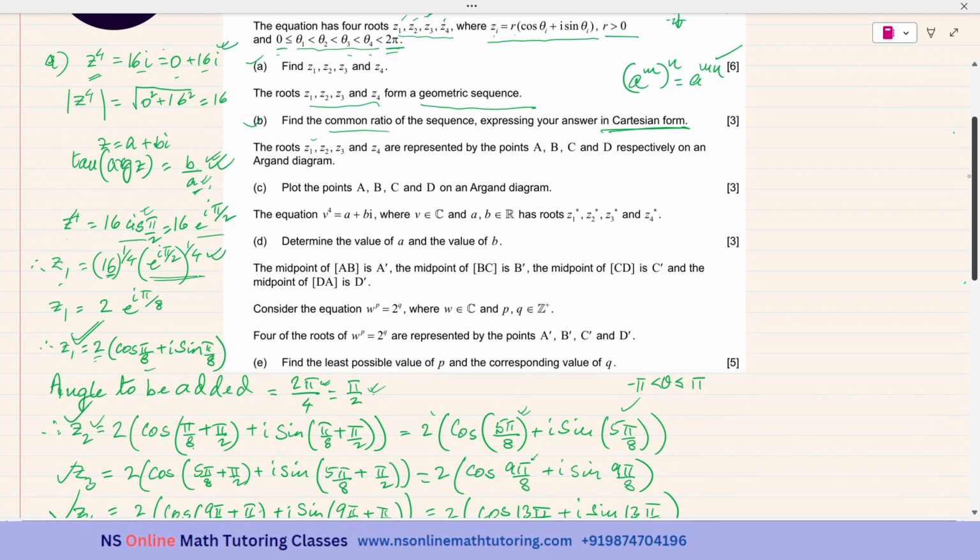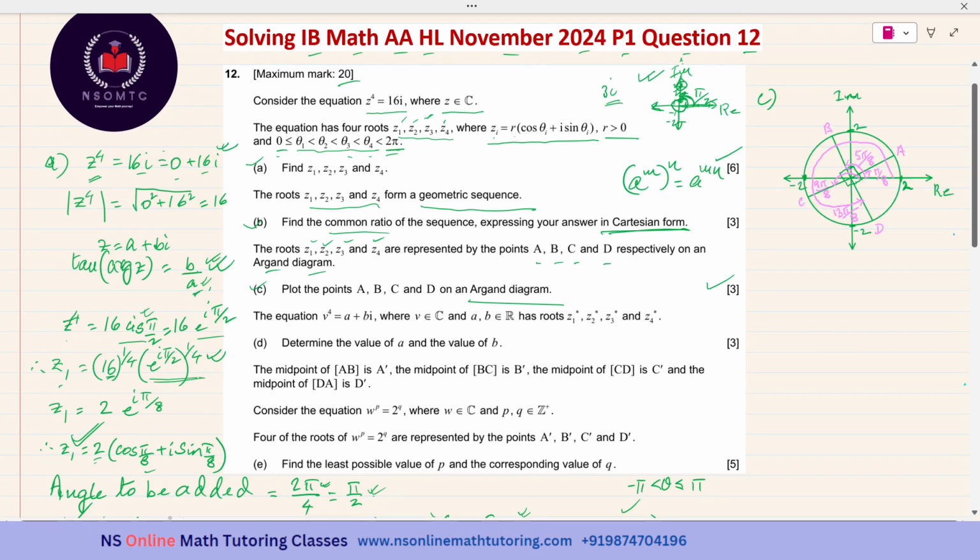The roots Z1, Z2, Z3 and Z4 are represented by the points A, B, C and D respectively on the Argand diagram. Part C's question is: plot the points A, B, C and D on an Argand diagram, containing 3 marks. Okay. So this is the Argand diagram that had to be drawn.